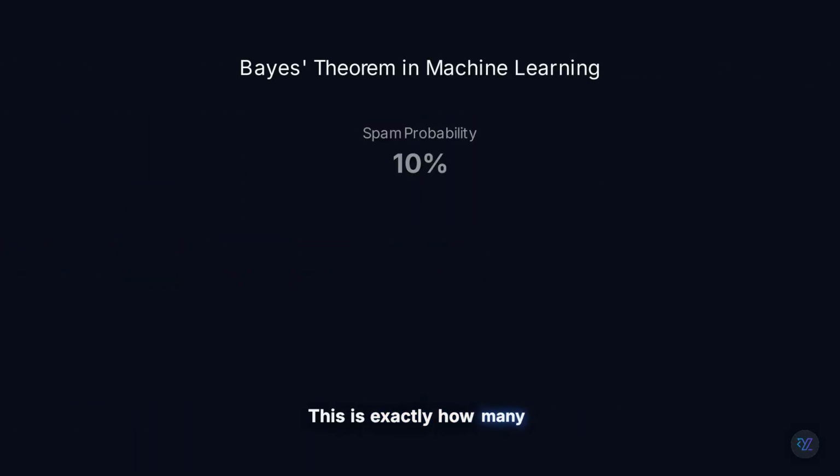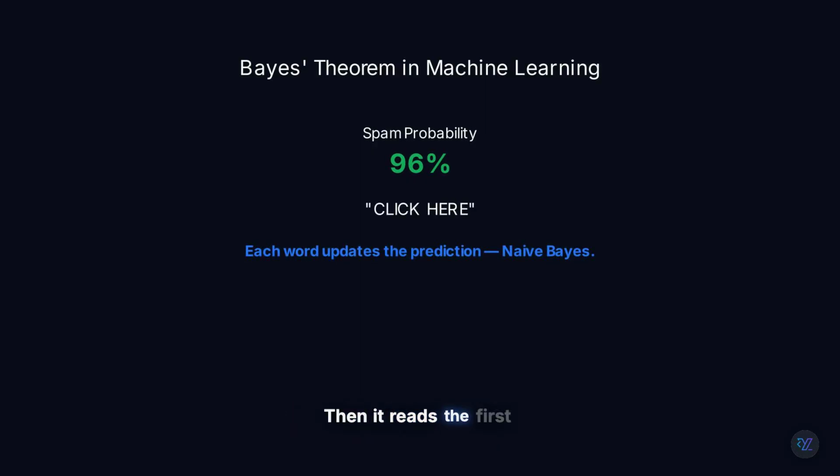This is exactly how many AI systems think. Before reading an email, a spam filter starts around 10%. Then it reads the first word, free. Its belief updates to about 31%. It reads another word, winner. Now it's around 73%. It reads, click here. Now it's over 95%. Every new piece of evidence changes the prediction. That's Bayesian thinking, and it's the foundation of the famous naive Bayes classifier.